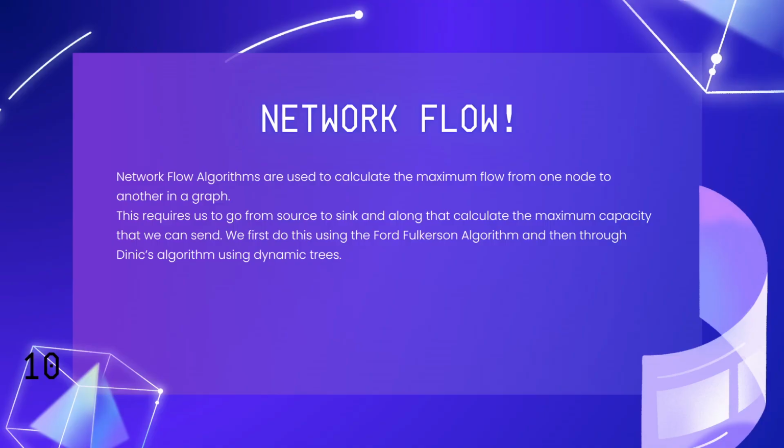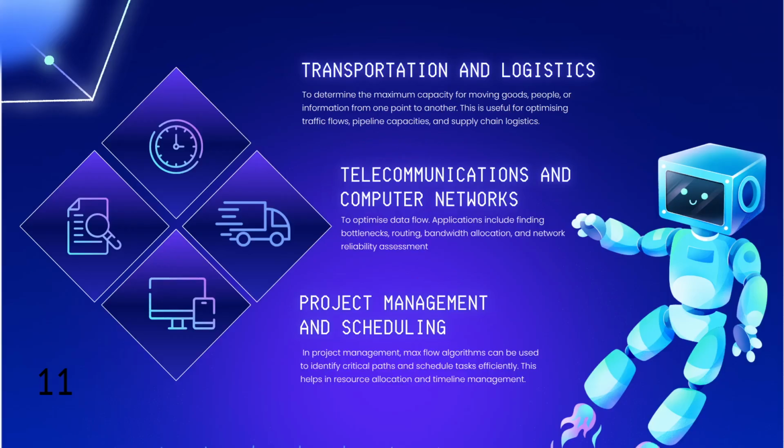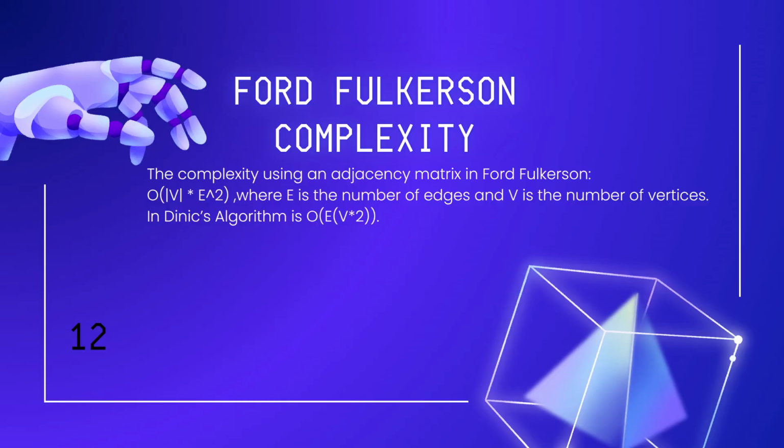A typical algorithm might be Ford-Fulkerson, but then there's also this algorithm called Dinic's algorithm, and dynamic trees optimizes Dinic's algorithm further. Now, the network flow algorithm is very useful whether you're dealing with transportation, whether you're trying to send packets across an internet network faster, or whether you're trying to just schedule a project, or many other applications. And so again, a very typical approach is to use the Ford-Fulkerson algorithm.